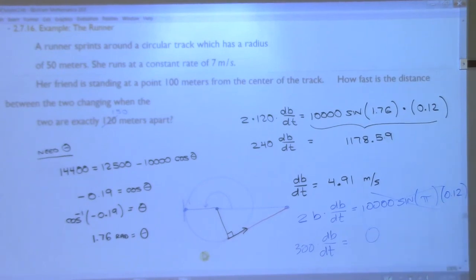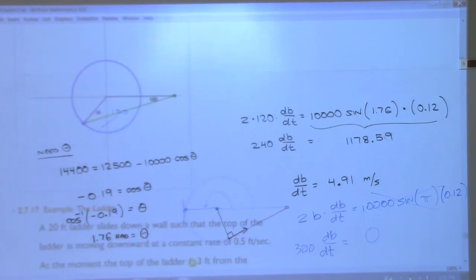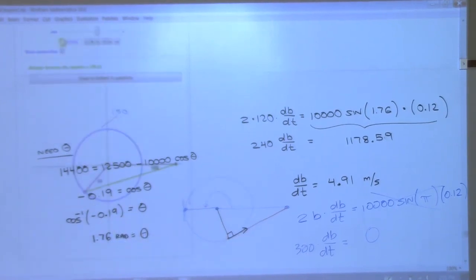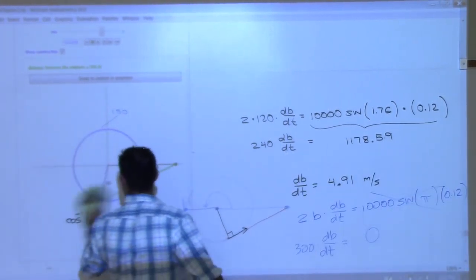Interesting problem. All right, I think we're... Yeah, so that's the picture. I wrote the code for it, so I may as well play it. That's her running around the track.